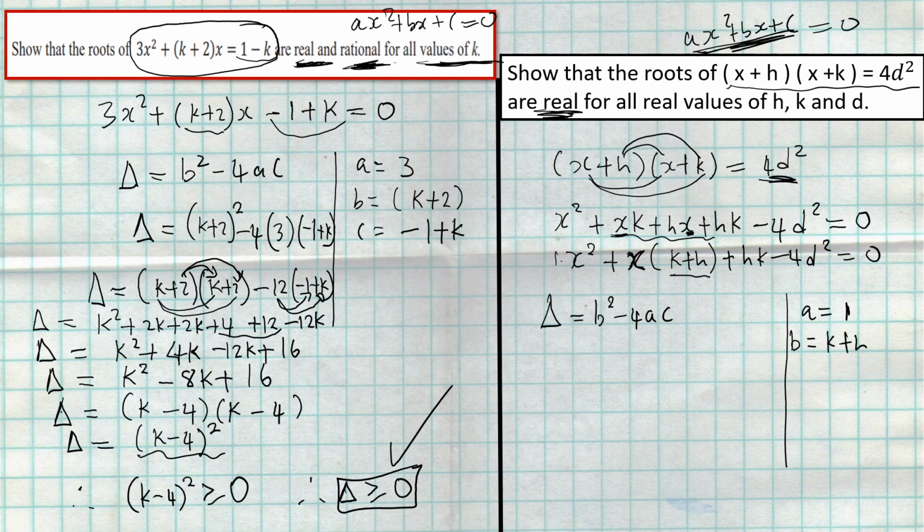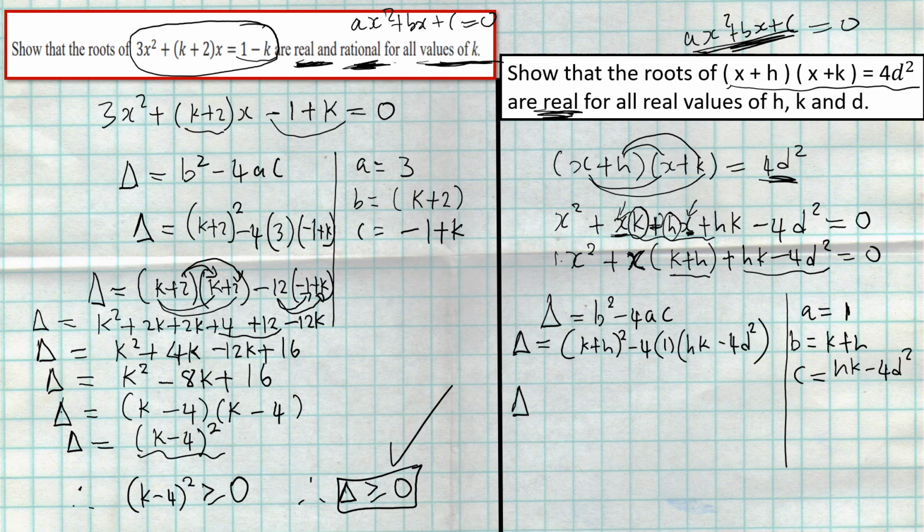What if we just leave it like that? Anything that is multiplying with x, can you see? x is here. It's what? It's k plus what? Plus h. You'd still get the same answer, k plus h. c is anything that does not have x there. It's what? It's hk minus 4d squared. So after doing that, we can go and calculate our delta. What is our b? Our b is (k plus h) squared minus 4. What is our a? It's 1. What is our c? It's hk minus 4d squared, right?